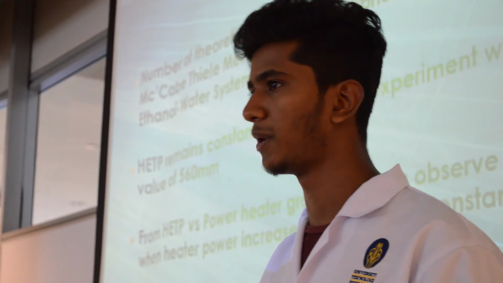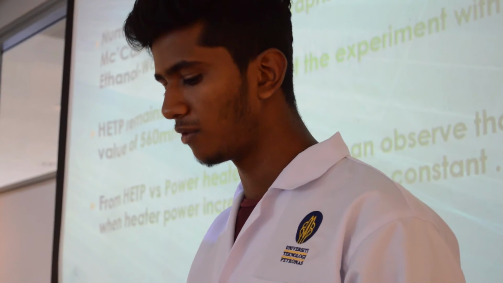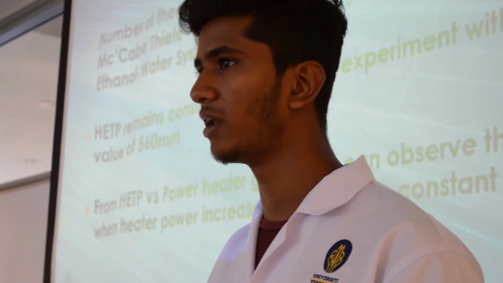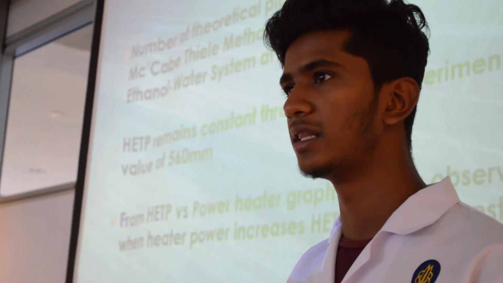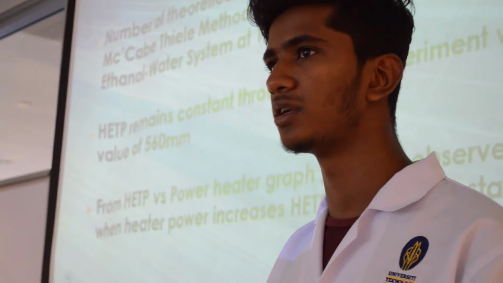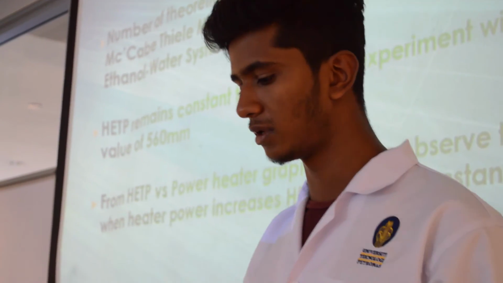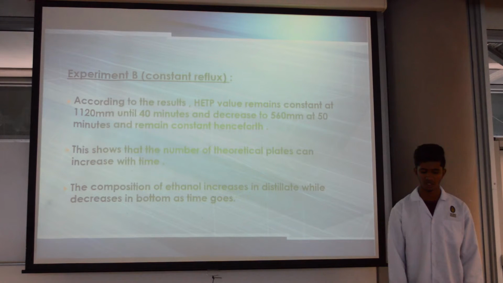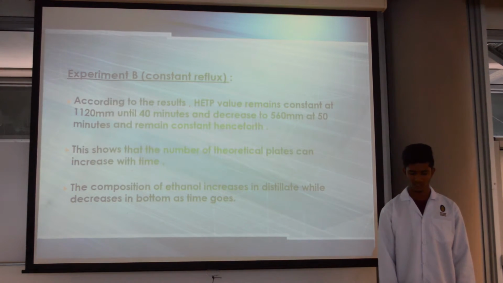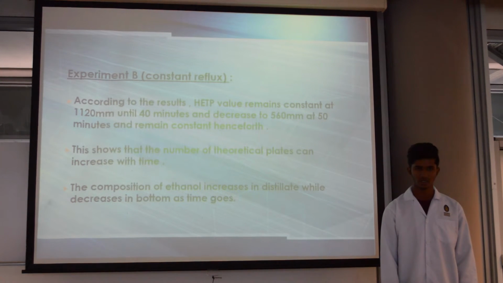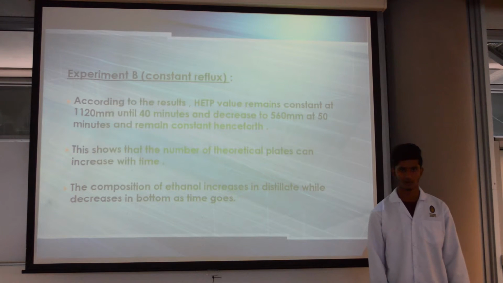From the HETP versus heater power graph, we can see that when heater power increases, the HETP value remains constant. This shows that the HETP value doesn't rely on heater power. And now let's have a look at experiment B, which is distillation at constant reflux. According to the results, the HETP value remains constant at 1120 mm until 40 minutes and decreases to 560 mm at 50 minutes and remains constant henceforth.